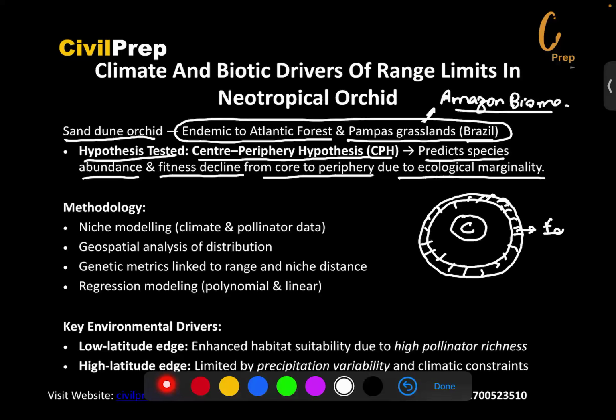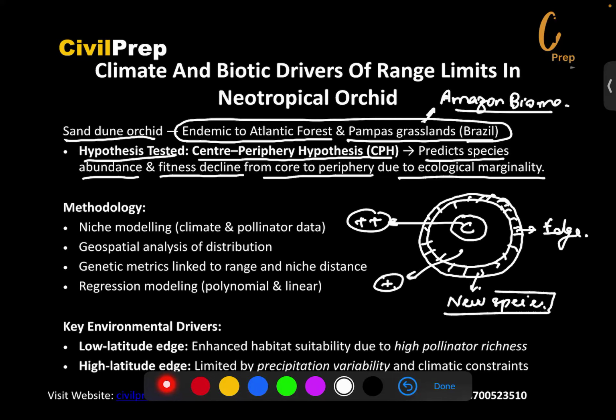This is an edge. So any species will be quite abundant here in the core region, while it will decline in the marginal region. But at the edge, the species will almost decline, and here we'll be finding new species, which are not found in the core and the marginal area here.